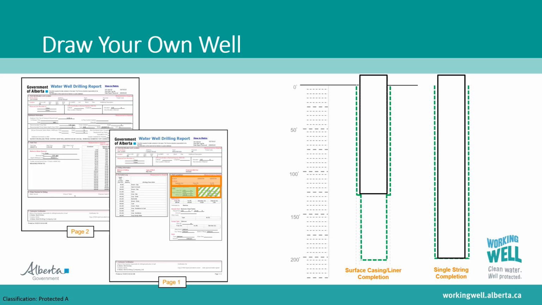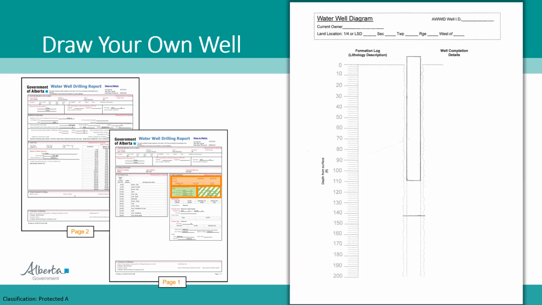Then if you have a single string completion, you might see your casing information on the right side where it says casing/liner, and there will be a from and a to measurement for your casing. So you'll know where the top and the bottom are just from this section. So if we take a look at our drawing, we've drawn a rectangle inside of our borehole that is symbolizing our casing. So you'll want to make sure you focus especially on the to measurement, which is how deep that casing goes in your well.